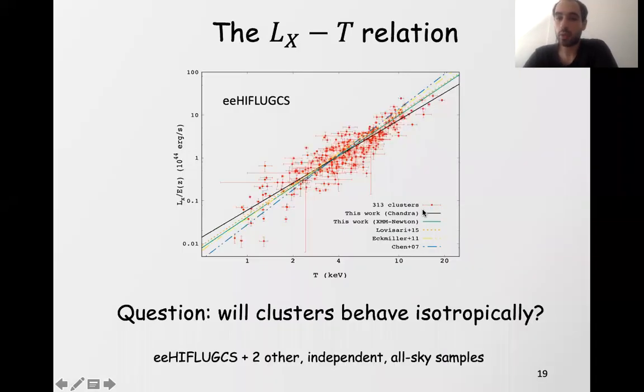First, we will talk about the luminosity-temperature relation, which looks something like that, as you can see here. And the question is, will the luminosity-temperature relation trace an isotropic H0 or not? To improve our statistics, besides our cluster sample, we use two other completely independent all-sky cluster samples of poorer quality, but nevertheless they help us significantly improve our statistics.